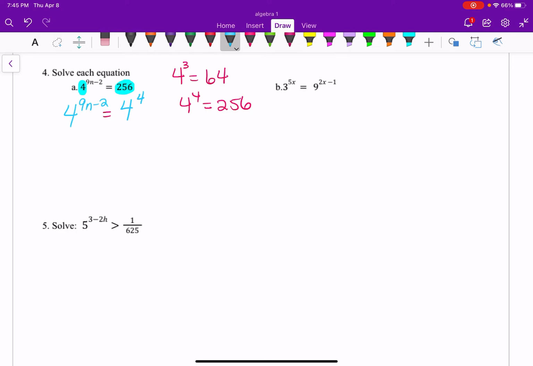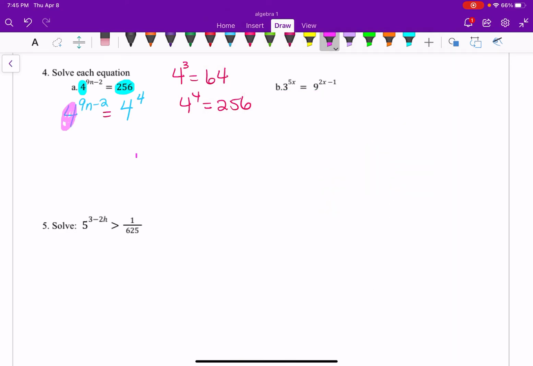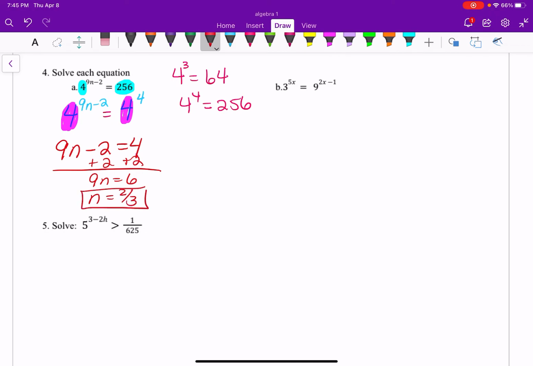Now, because the bases are equal, we have a 4 and a 4, we can say that the exponents are equal. 9n minus 2 equals 4. And then we can just solve that. Add 2 to both sides. 9n equals 6. And so our final answer is going to be 2/3 once you simplify it. Okay? So you're kind of looking for a clue here to see what you need your base to be.